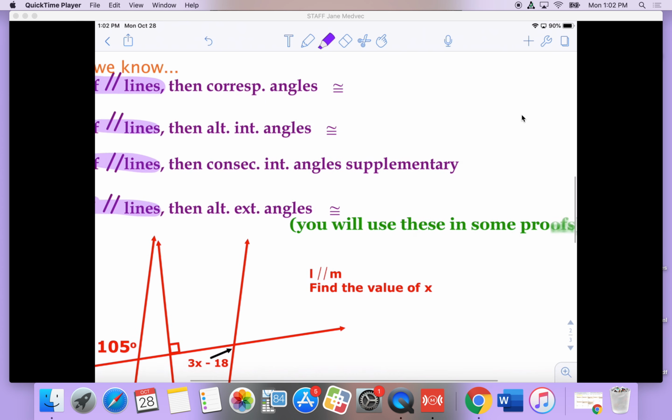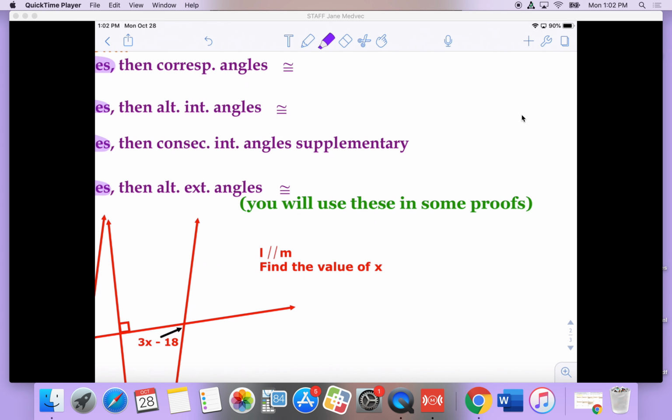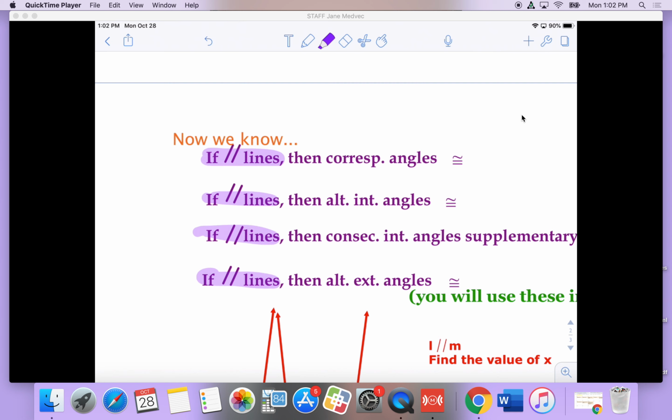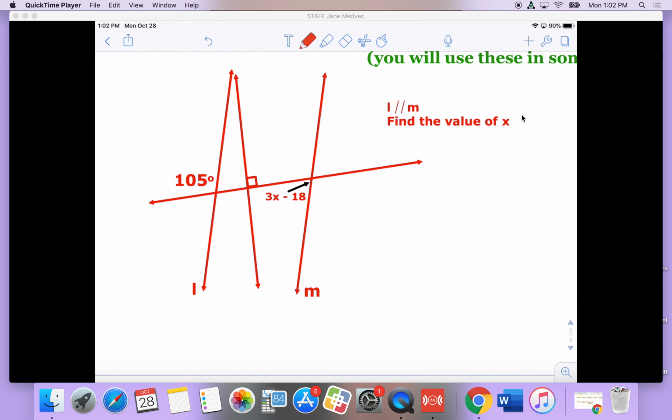Okay? We're going to be using them in proofs. So anytime you use these, you need to make sure you establish that you have parallel lines first. Questions? Okay, let's move on.